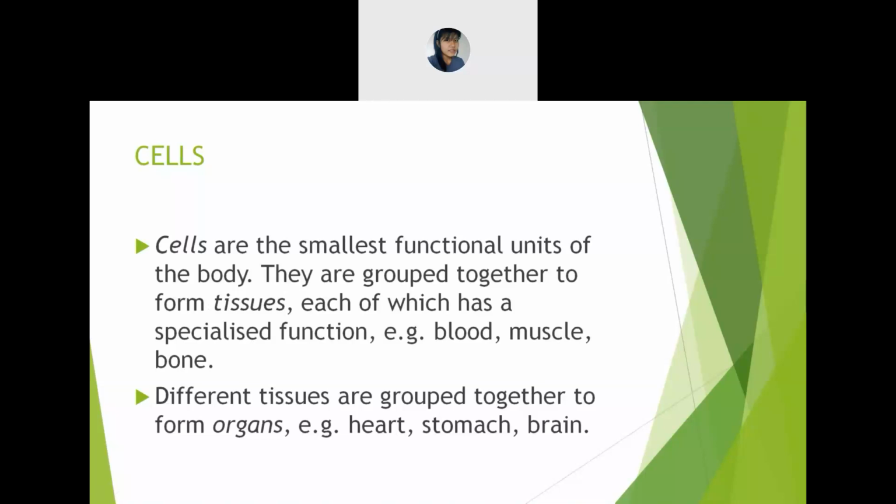I'll repeat again: cells are the structural and functional unit of life, and they are very small, the smallest functional unit of life. The cells are grouped together and they form tissues. And these tissues are combined together and they form organs. What are the names of those organs? You will find heart, stomach, brain, and so on. Is it clear? Shall we move to the next?